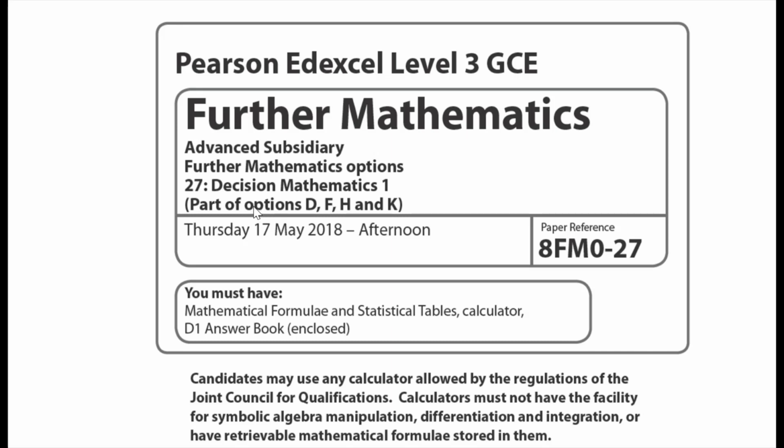Hi guys, this is the EdExcel AS level further maths paper which covers the decision 1 section, and it's from the June 2018 series.